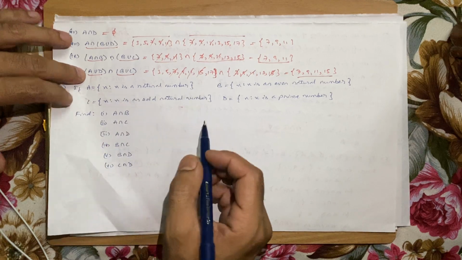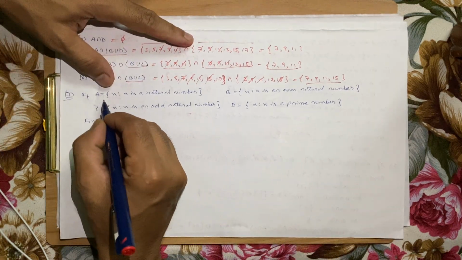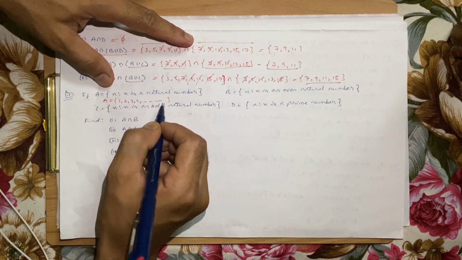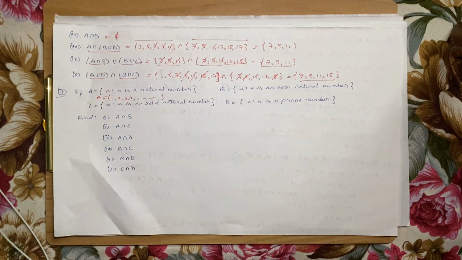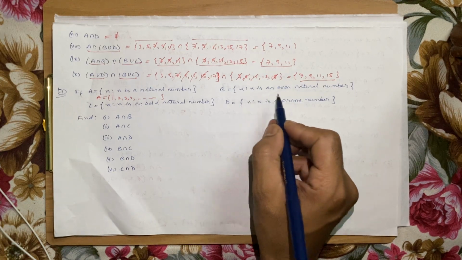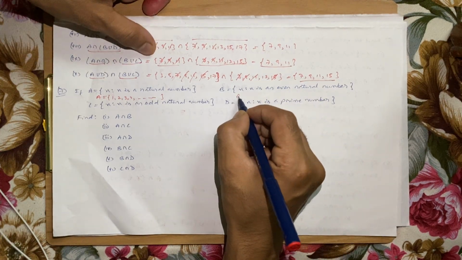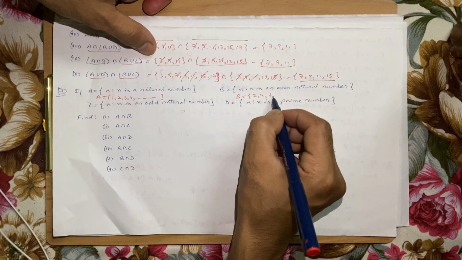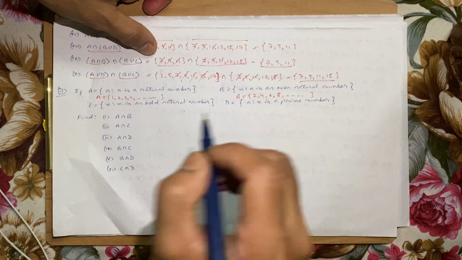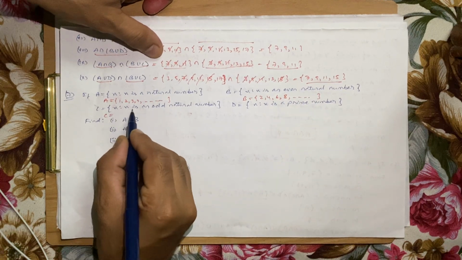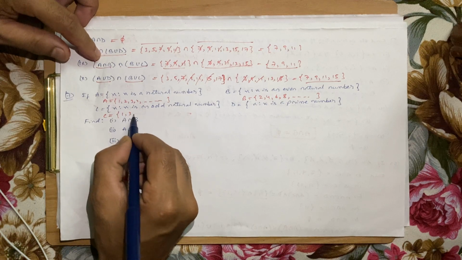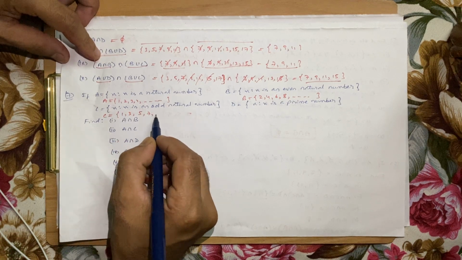Now the next one, A is a set which is what? X such that X is a set of natural numbers. So what is A? 1, 2, 3, 4 and so on, all the natural numbers, okay? What is set B? X such that X is an even natural number, okay? So B is what? 2, then 4, then 6, then 8 and so on. Now this is C. So C is what? X such that X is an odd natural number, means the set of odd natural numbers, 1, 3, 5, 7 and so on.